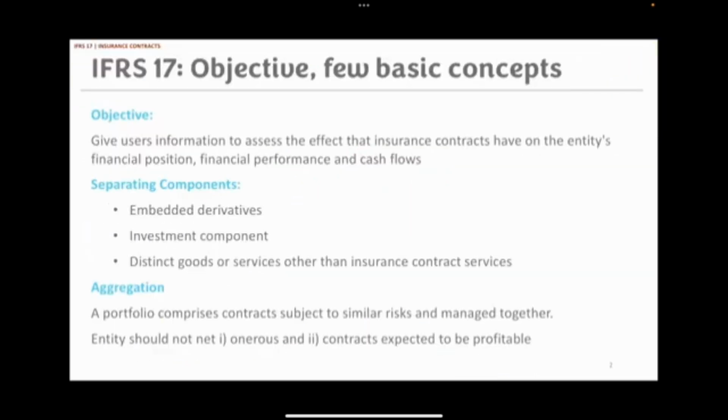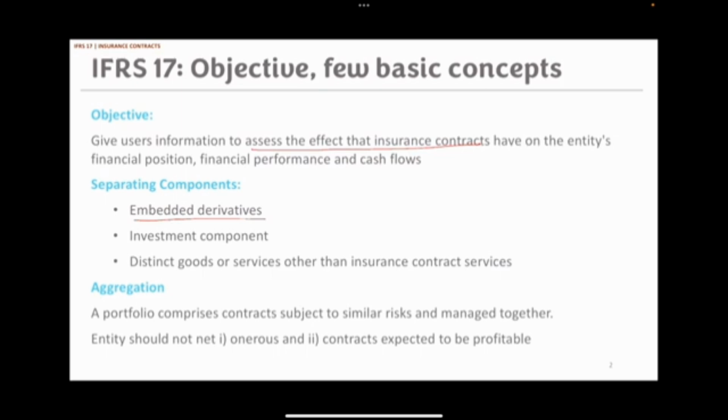The objective of IFRS 17 is straightforward. It is to help the users assess the effect of insurance contracts on profit and loss, the balance sheet, and cash flow statements. If an insurance contract has other components, say for example an embedded derivative or some other components, IFRS 17 requires the users to separate each one of them and treat it appropriately.